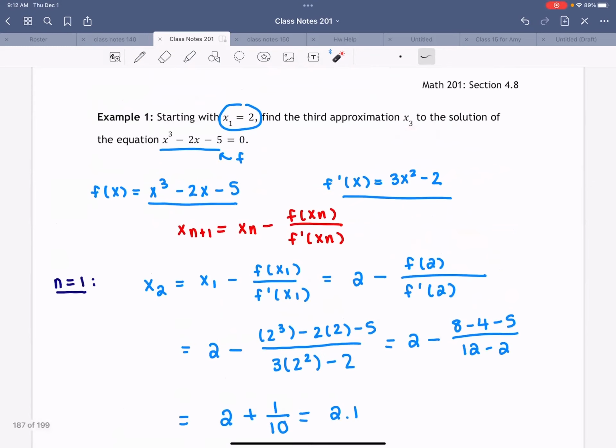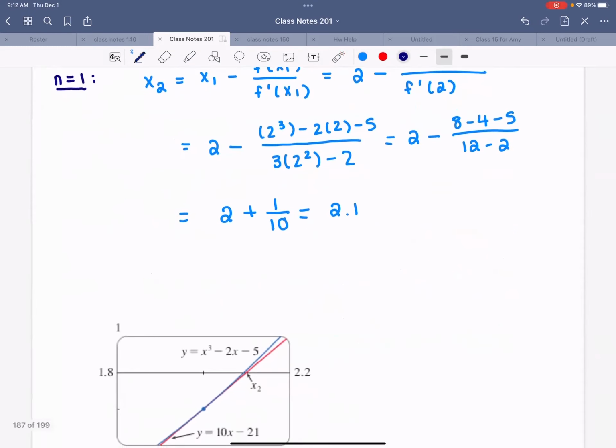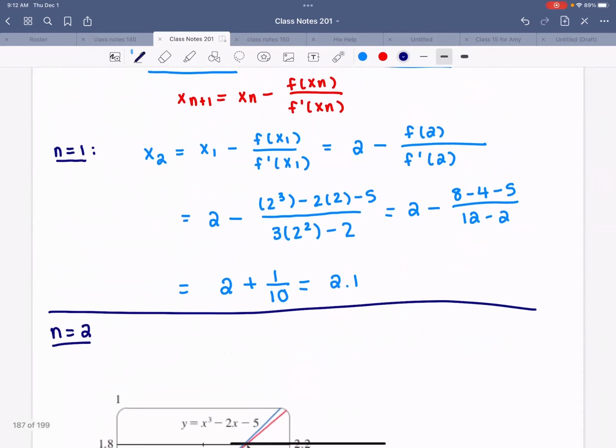We know what x_2 is. Why don't we make n equals 2 now? So we're done with n equals 1. Let's go to n equals 2. I'm going to go back to my red equation here and plug in 2 instead of 1. This becomes x_{2+1}, which is x_3, equals x_2 minus f of x_2 over f prime of x_2. So all I did was rewrite the equation in red, but I plugged in 2 instead of 1.